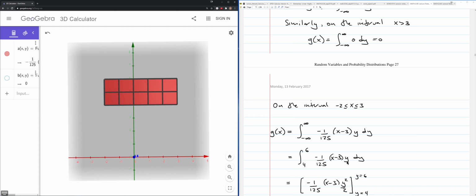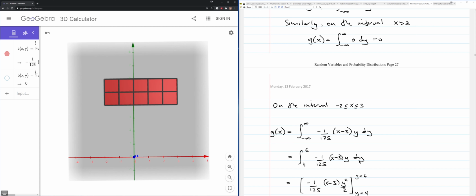Now, this is an integral from minus infinity to infinity, and these are y values. So you integrate from minus infinity for y to plus infinity. But this function here is non-zero only between y values 4 and 6. So the only thing that's going to contribute to this integral would be the values between 4 and 6. So that's how I get this 4 and 6 over here.